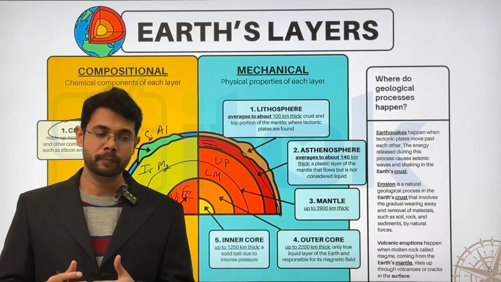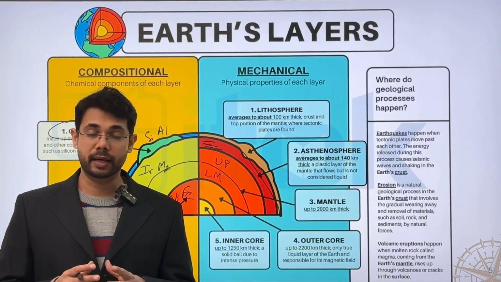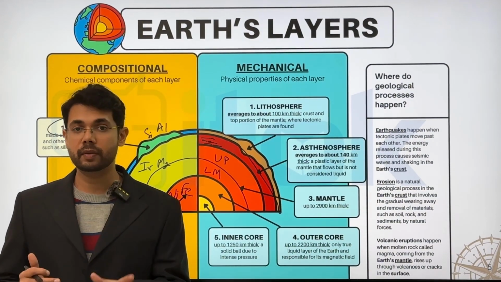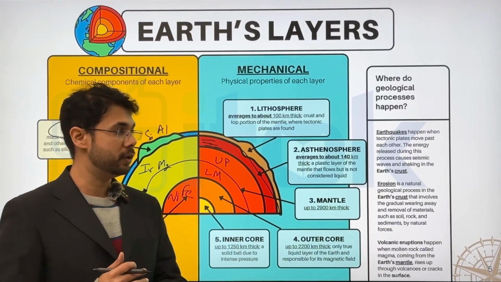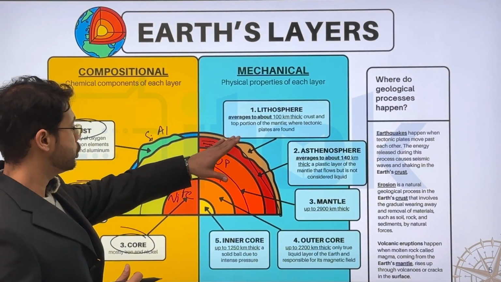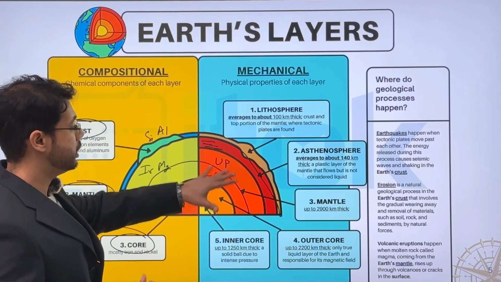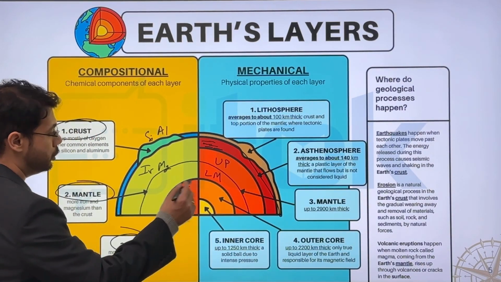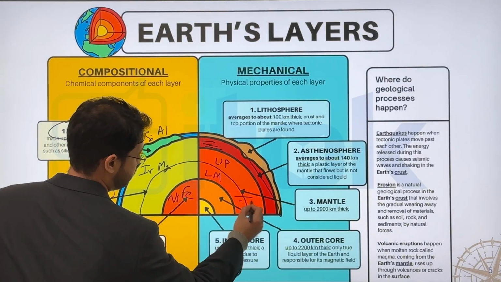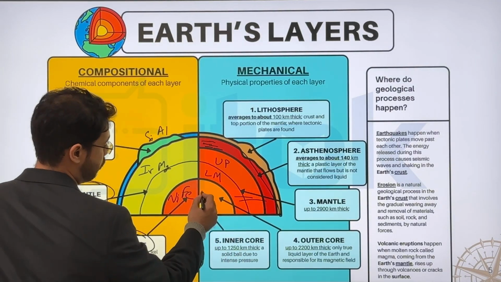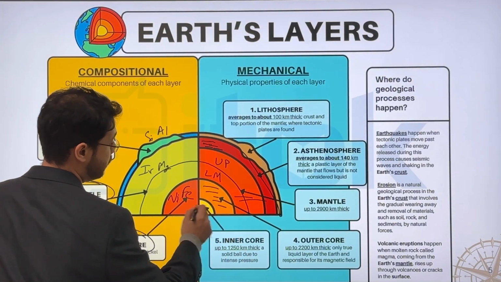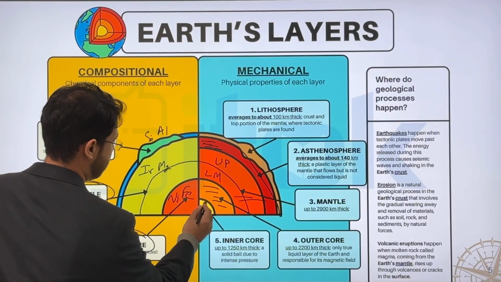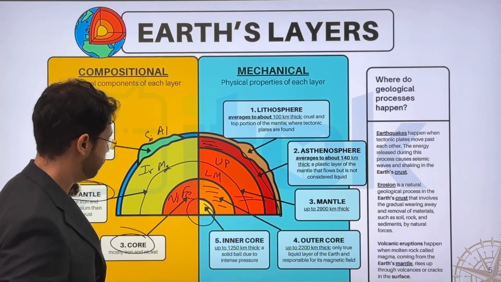Also remember that the entire lithosphere is floating on top of asthenosphere. This will help you understand plate tectonics better. Below the asthenosphere we have mantle, and then we have the outer core, which is completely liquid and watery, and below that we have the inner core, which is a solid ball.